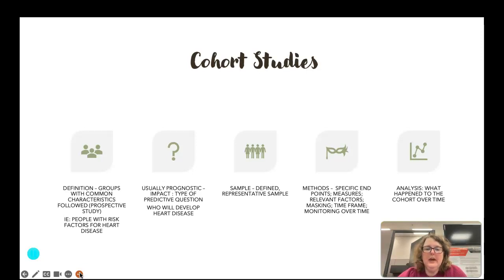The sample is defined and representative of the population, and there are specific points at which the population is measured. These measures are relevant factors. People are masked to what these factors are, and there's a time frame under which people are masked and over a period of years in which people are measured. And it looks at what happened to these people over time. Did they develop the condition of interest or not?